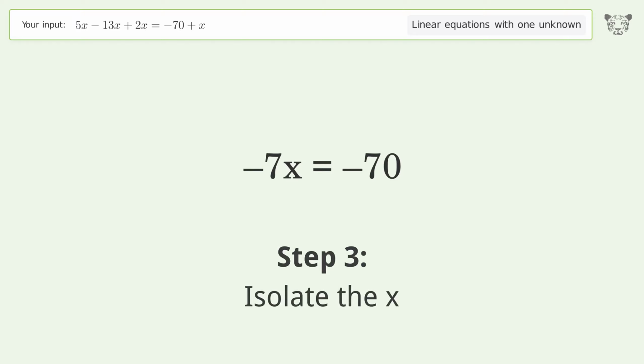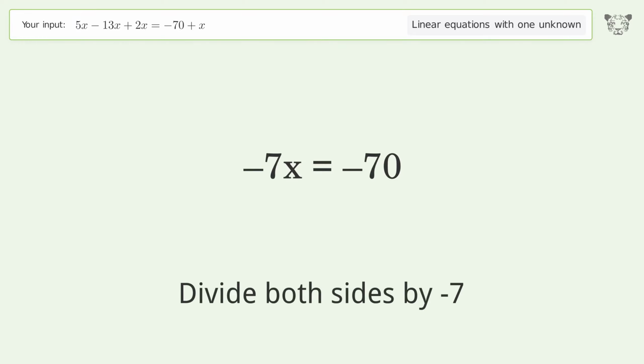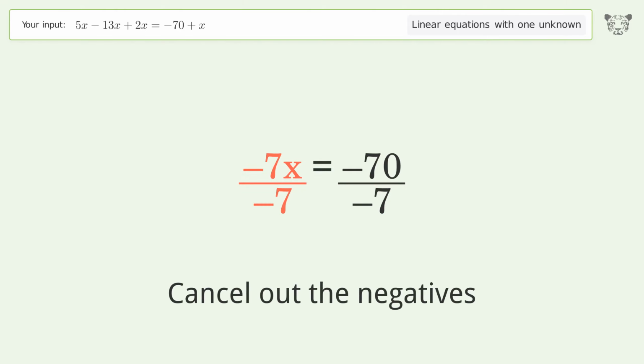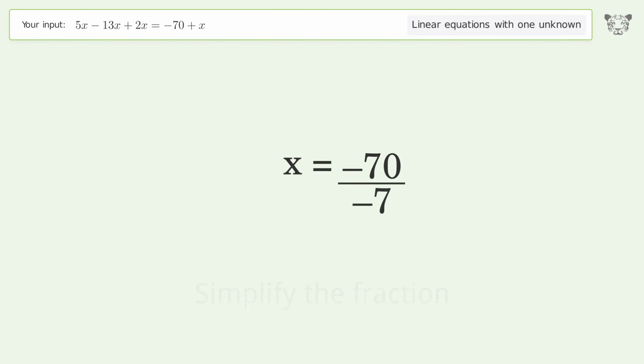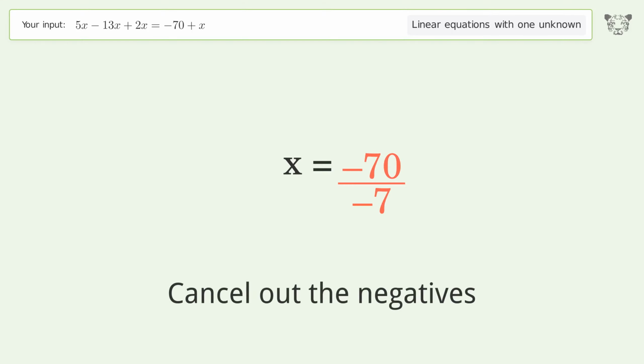Isolate the x. Divide both sides by -7. Cancel out the negatives. Simplify the fraction. Cancel out the negatives.